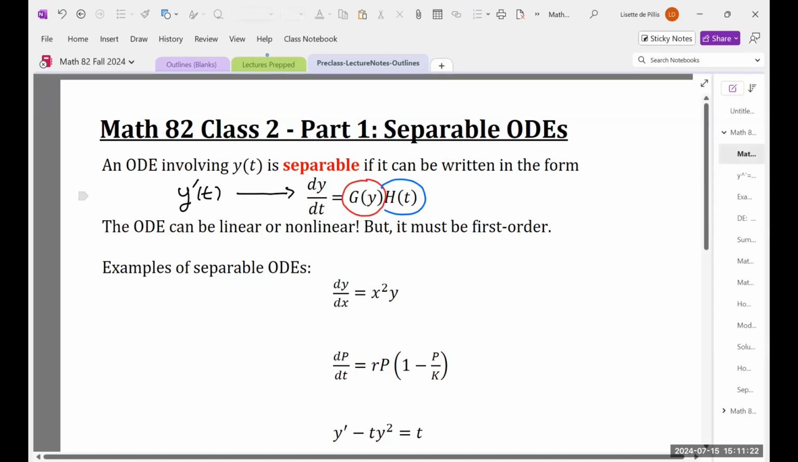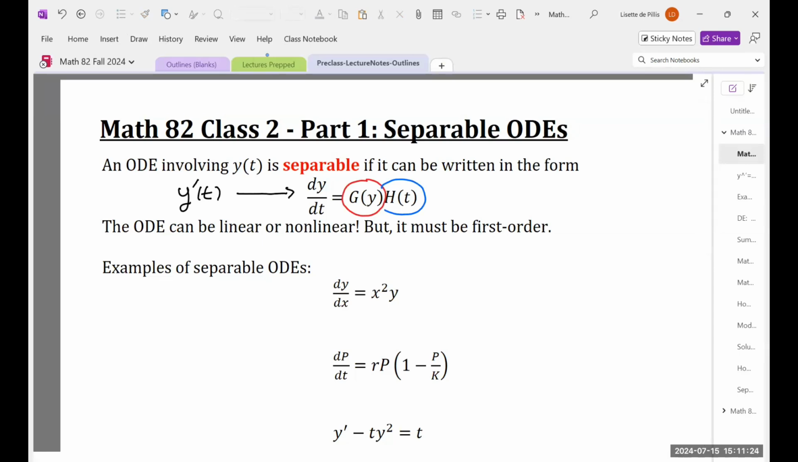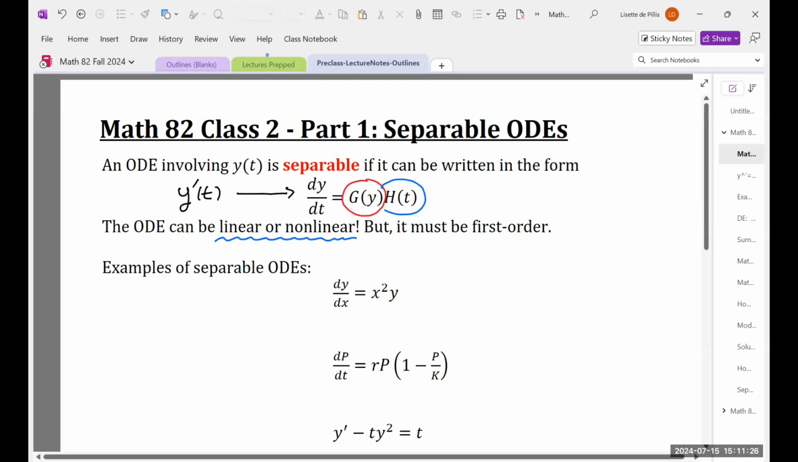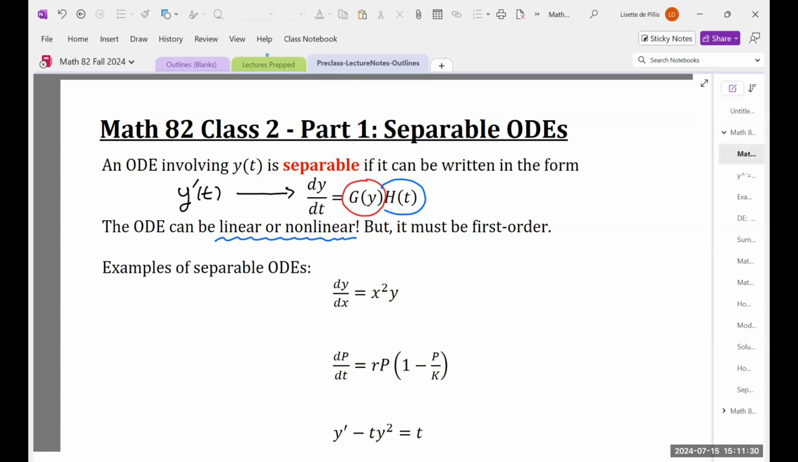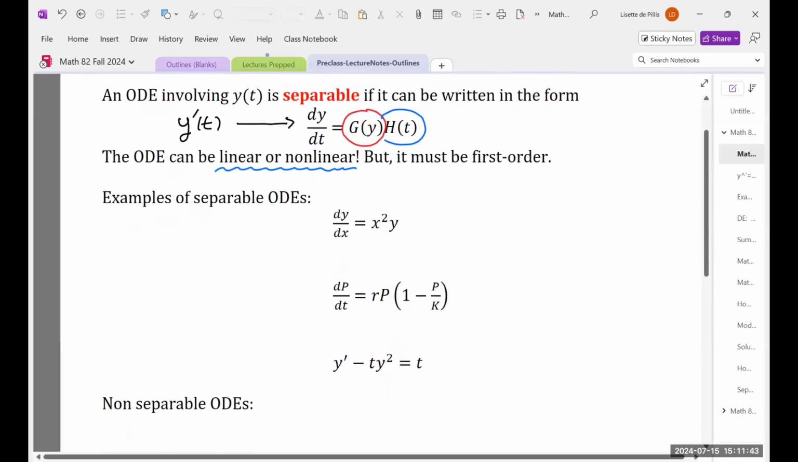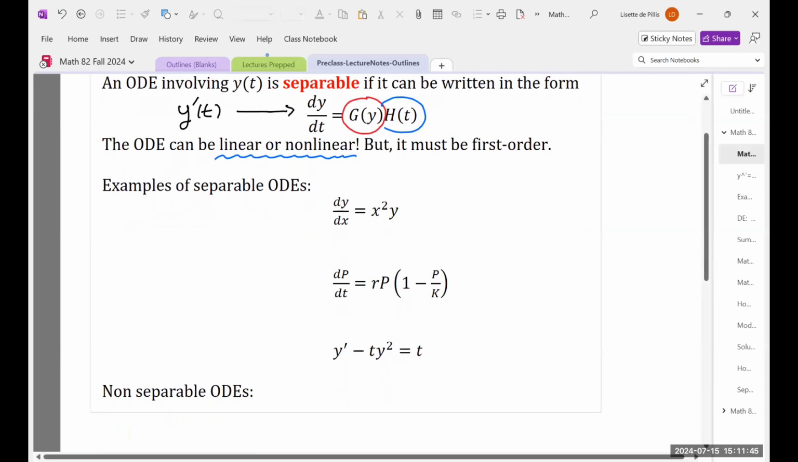The great thing about this is that the differential equation can be either linear or nonlinear. That's a big deal because nonlinear equations are often pretty hard to solve analytically. In other words, it's hard to find a closed form solution to those. So when you have a first order differential equation that's separable, it doesn't matter whether it's linear or nonlinear. We have ways to solve it. Let's first look at some examples of separable differential equations.